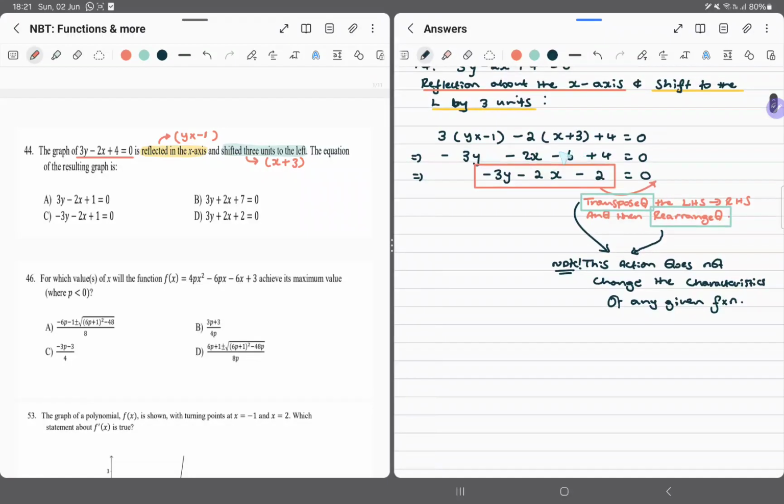So meaning what this function would be when we did not transpose and rearrange remains the same even after we have done that. So as a result, we end up with positive 3y plus 2x plus 2 is equal to 0. So that means the answer here is going to be option D. All right, so that is pretty interesting, is it not?